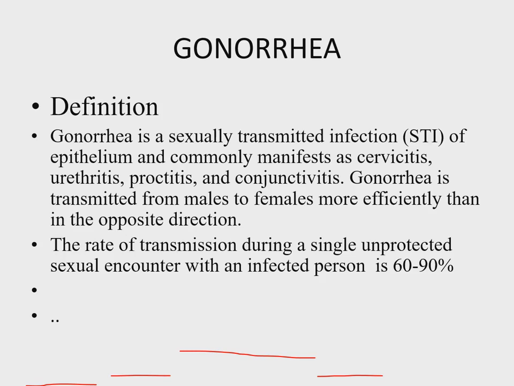Gonorrhea in Arabic is called salan. What is gonorrhea? Gonorrhea is a sexually transmitted disease manifesting as urethritis, inflammation or infection of the urethra, cervicitis, infection of the cervix in the female, proctitis, and conjunctivitis. These areas, the conjunctiva, the cervix, the urethra, the rectum, can all be affected by gonorrhea.